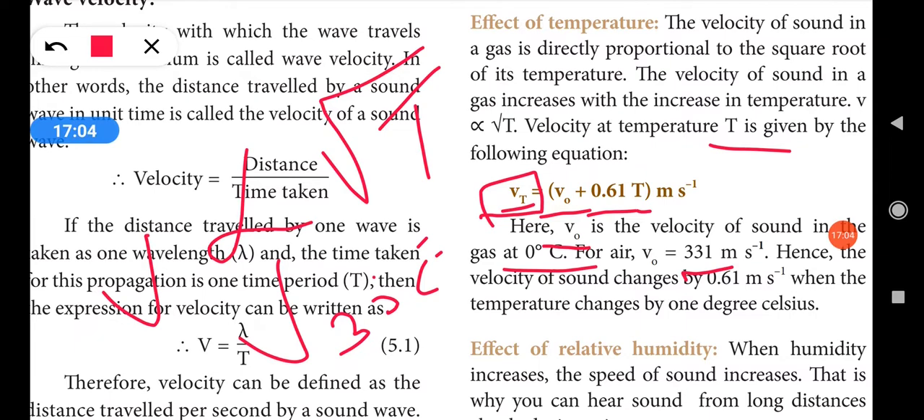For air, V0 is equal to 331 meter per second. At 0 degree Celsius, the speed of the sound in gas is 331 meter per second. Hence, the velocity of sound changes by 0.61 meter per second. எதுக்கு இங்கே 0.61 அப்படிங்கிற வேல்யூ கொடுத்துருக்காங்க அப்படின்னா, by increasing the temperature by 1 degree Celsius, the speed of the sound will vary by 0.61 meter per second. For every 1 degree Celsius, the velocity of sound changes by 0.61 meter per second.